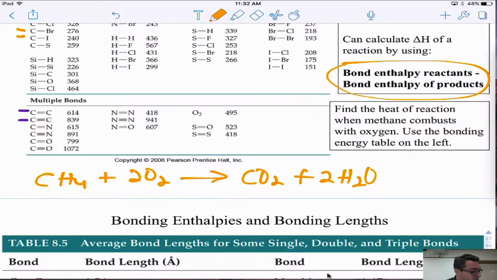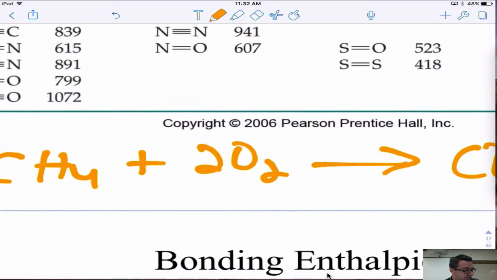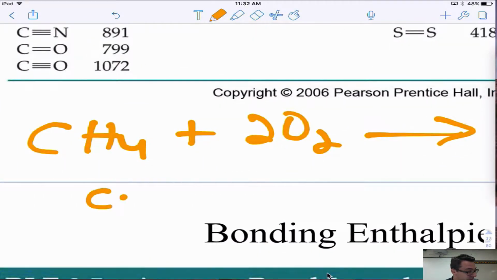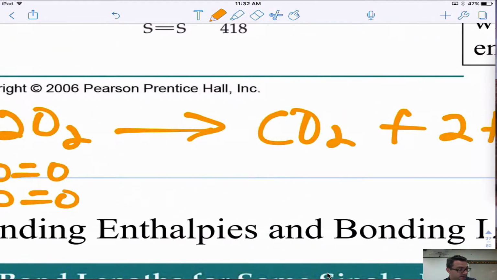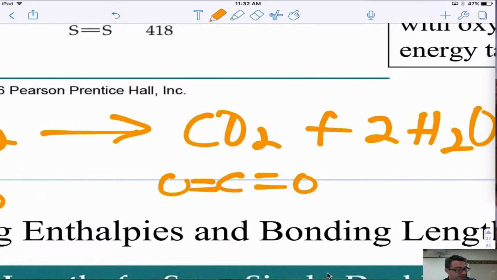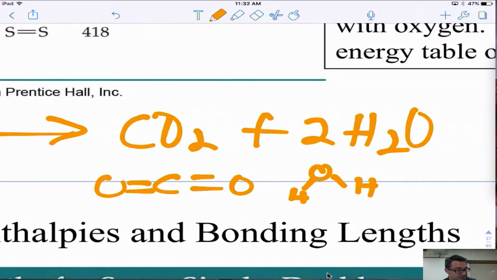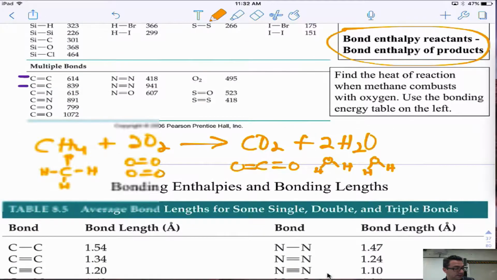CH4, if we zoom in here, is C with four H's. O2 is O double bonded to O, and we're going to draw two of them because it's 2O2. CO2 is C double bond O like this. And H2O is two of these. So let me zoom out in case you're writing this down. You can see everything all together there.